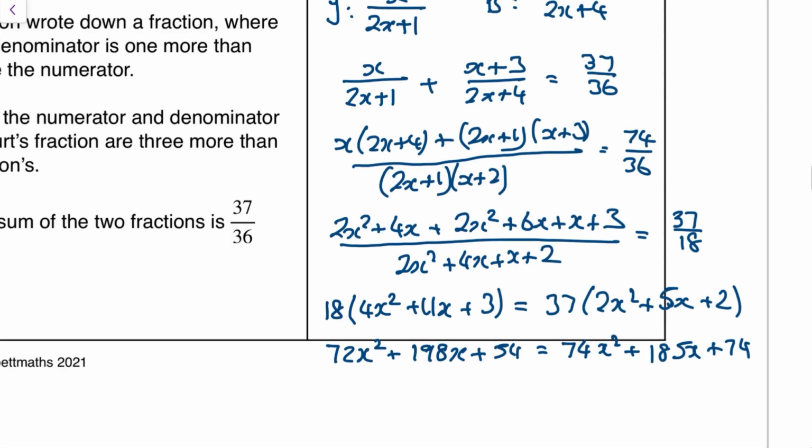Now, not even finished yet, because we basically got to find out what x is and then do something with that. So then let's collect. In fact, what I'm going to do is move everything to the right hand side. So 74x squared minus 72x squared is 2x squared. 185 minus 198 is minus 13x, and 74 minus 54 plus 20.